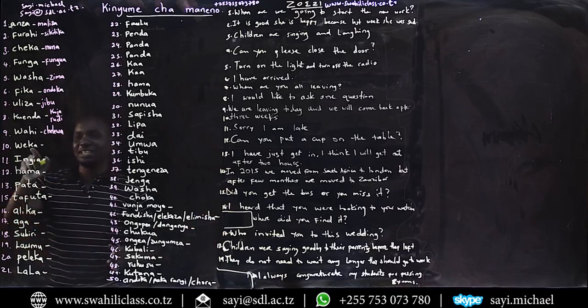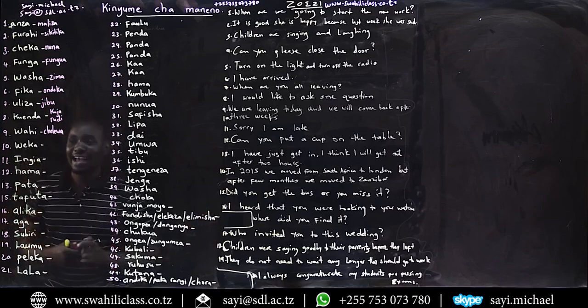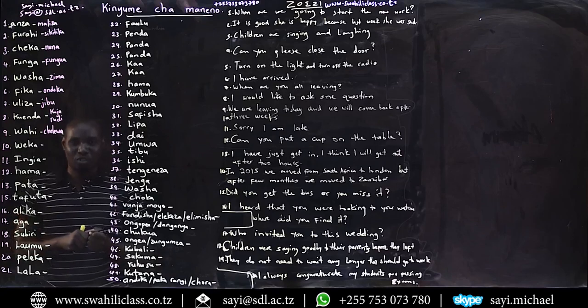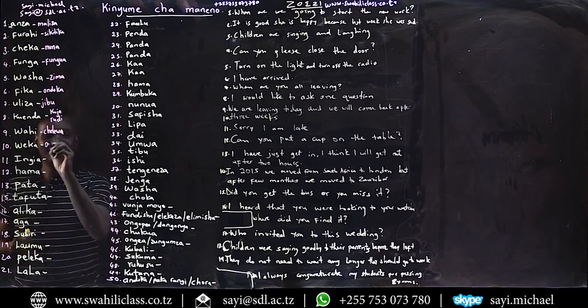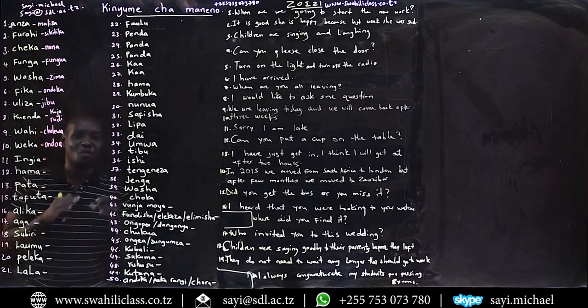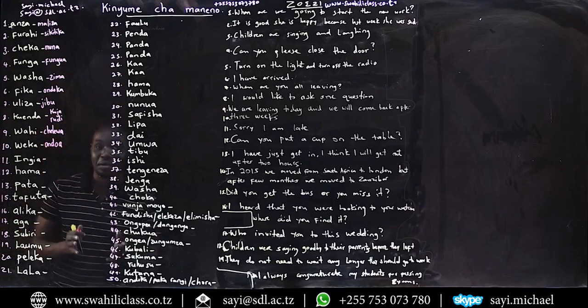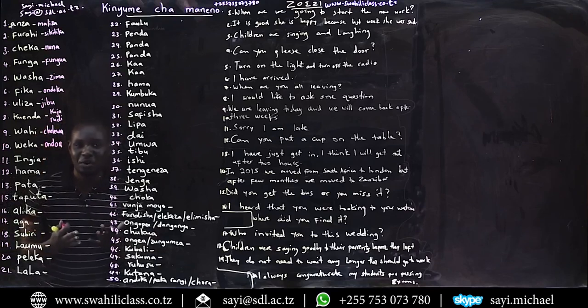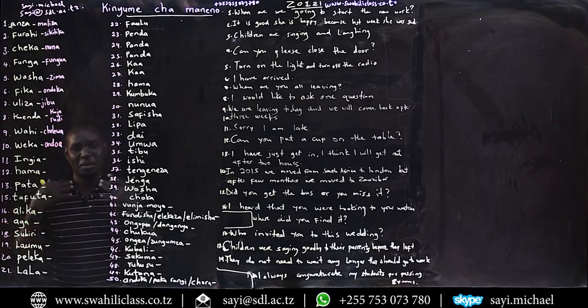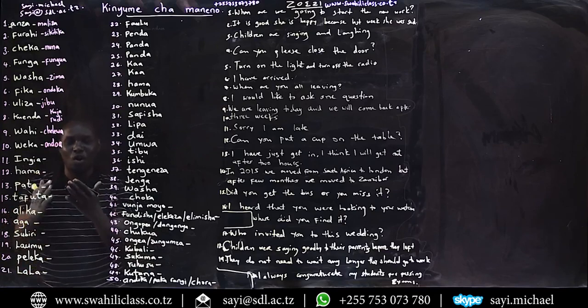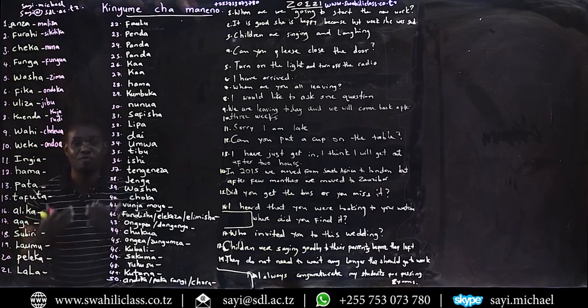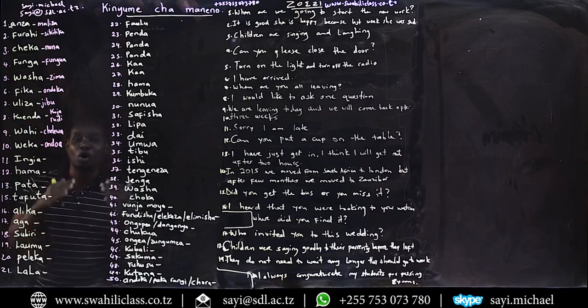Okay, let's continue. Number 10, weka. What's the meaning of weka? Weka is put. You know that. But what's the opposite of weka? My opposite of weka is ondoa. Put, remove. Put the tea on the table, remove the dishes from the table. Weka chai mezani. Remove dishes from the table. Ondoa vyombo, dishes, V-Y-O-M-B-O, vyombo. Ondoa vyombo mezani, remove the dishes from the table.